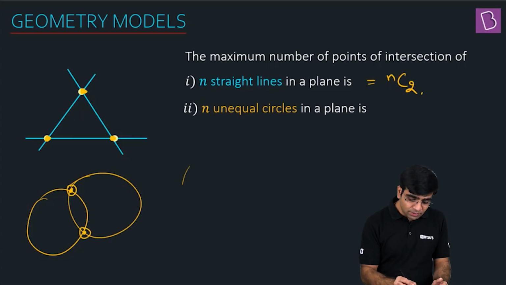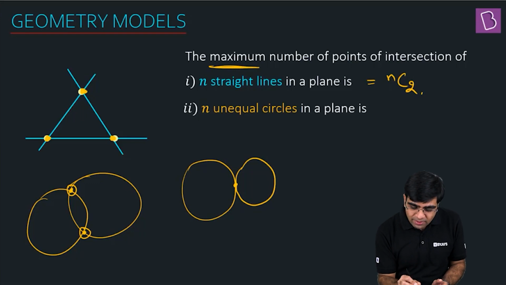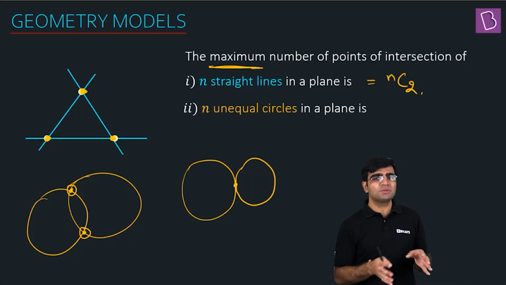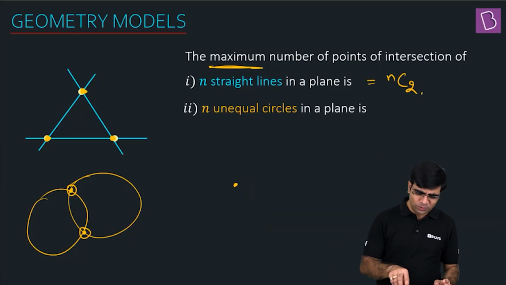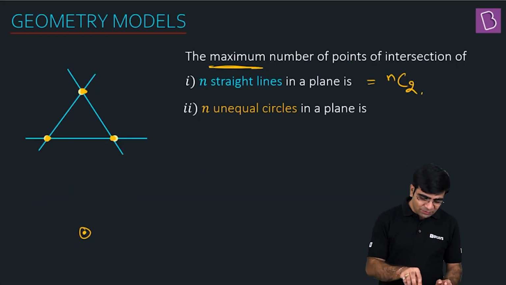Somebody might say, sir, the circles might touch each other. Yes, of course, then only one intersection point. But what I'm interested in is the maximum. If I'm interested in the maximum, I'll make sure that they intersect at two distinct points. I don't want to take up the case of tangency. Okay, all right, so that's my idea.